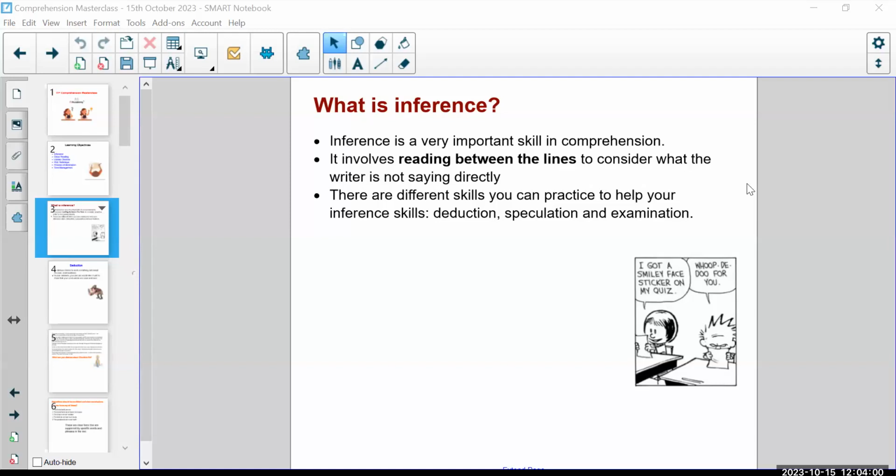This is a Calvin and Hobbes cartoon, if anyone's ever heard of Calvin and Hobbes. See if you can infer from the information you've been given in that image, what can we infer about Calvin? How is Calvin feeling based on that image? Can anyone tell me in the chat? Look at what it says, look at his expression, look at what they're doing. What can you infer is going on in Calvin's mind?